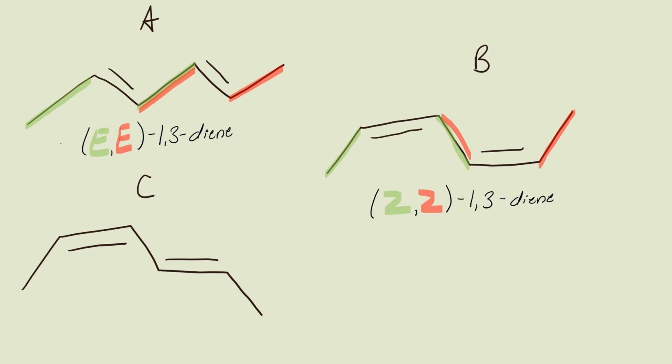Now let's look at structure C. The leftmost double bond has one pointing down and the other one also pointing down, making it cis. The rightmost double bond has one pointing up and the other pointing down, making it trans. We call this a cis-trans or ZE 1,3-diene.